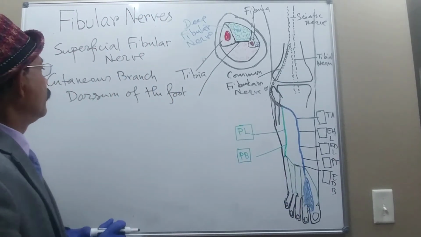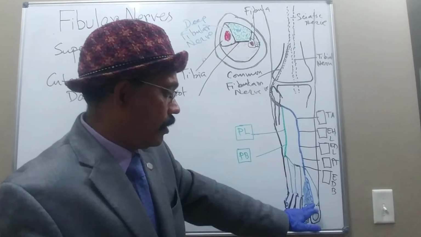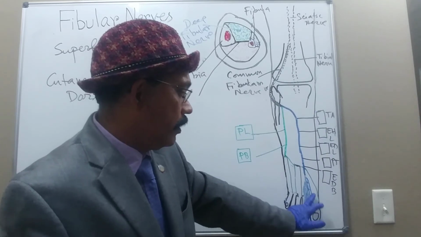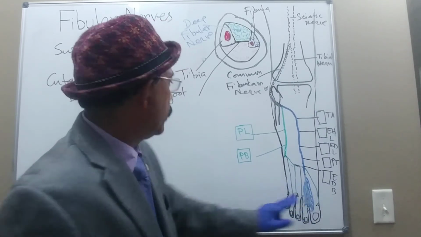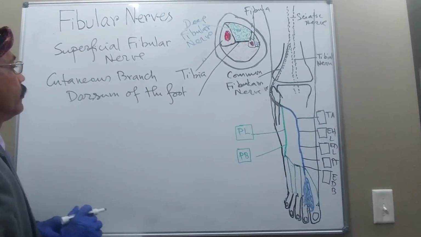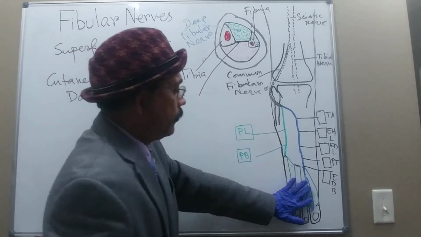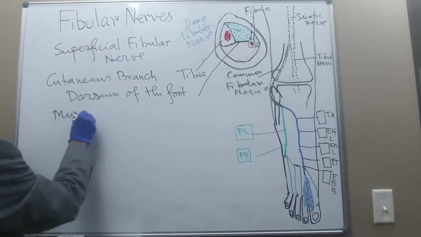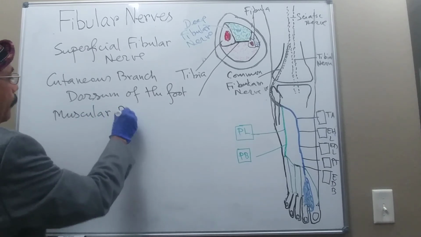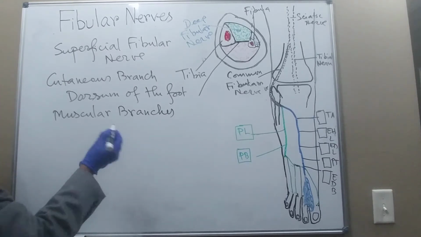Cutaneous branches are mostly on the dorsum of the foot, except the web or space between the great toe, first metatarsal, the second metatarsal, and the second toe. This area is the exception. Okay, muscular branches, only two muscles.